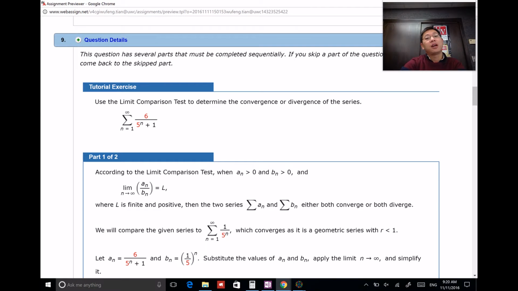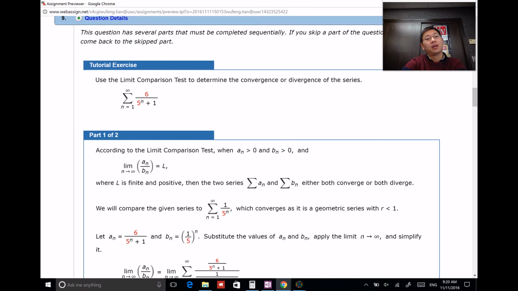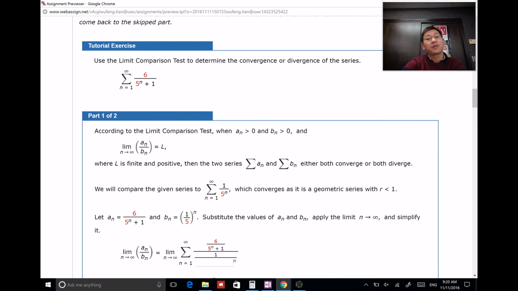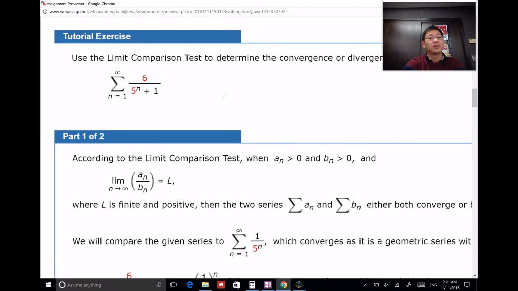Joshua, could you please tell me number 9, if it converges or diverges? It converges. Why does it converge? You can compare it to 1 over, is that 5? Yeah, it's 5.